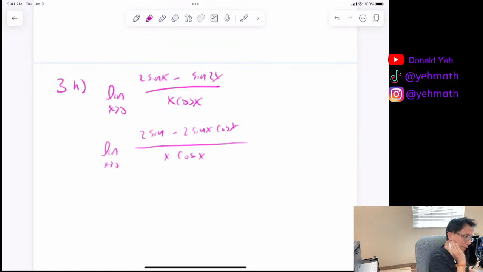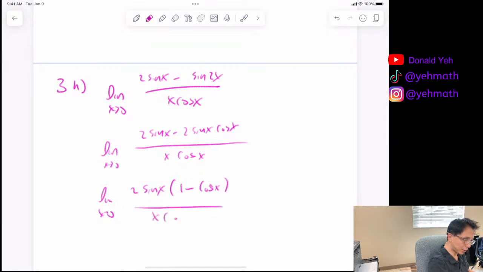And I say, okay, what else can I do? What kind of math can I do here? Factors. Good. So limit x approaches 0, sine of x times, oh, I can factor out 2 sine of x, 1 minus cosine of x, right? Over x cosine of x.